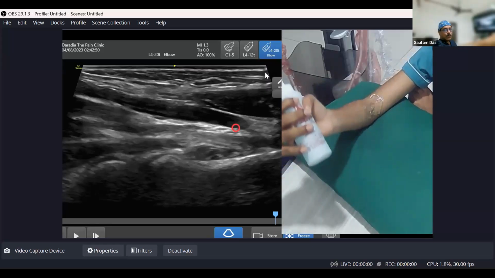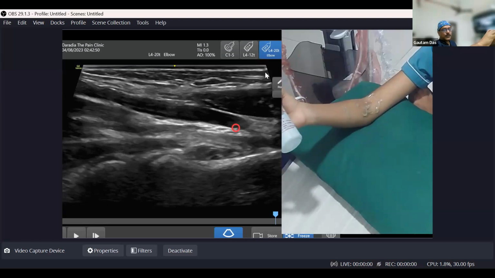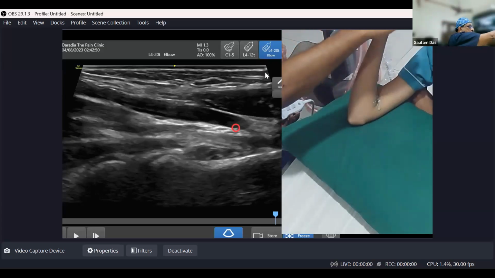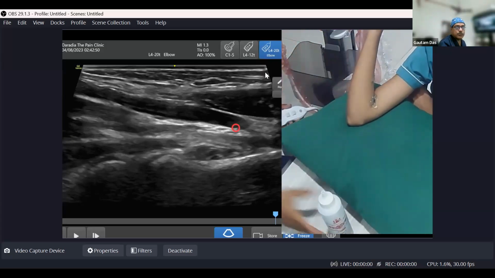I have the gel bottle. I have asked him to hold it and flex a little, and then it becomes almost horizontal, and with the heel-toe maneuver you can see. And now there are some other ways too. One of them is known as the cobra position.